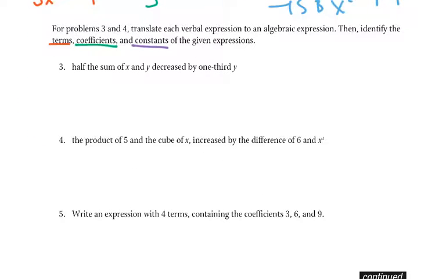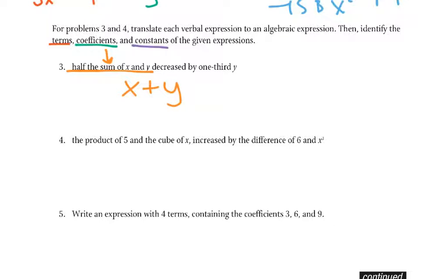Okay, so it says half the sum of x and y decreased by 1/3 y. So these are going to be pretty tricky. So it says half the sum. So we want the sum of x and y. So we're doing x plus y. Okay, and we want half of that.